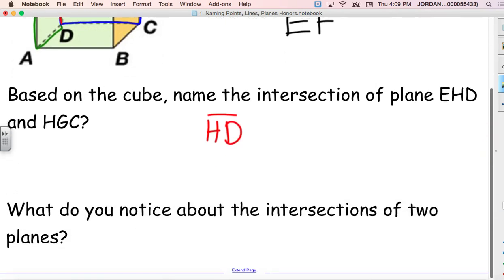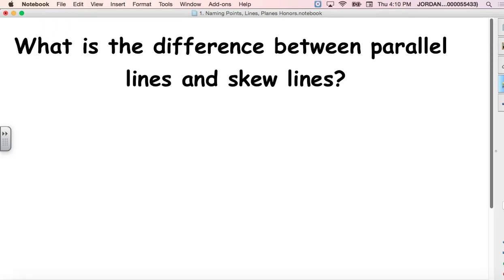What do you notice about the intersection of two planes? We pointed that out already, that two planes intersect to form a line or line segment, depending on if you're talking about an infinite plane. Right here, these planes don't go to infinity. They're making cubes, so they stop. So they form a line, or you could say a segment, either one. The point is, they don't just meet at a point. A lot of you will think that planes meet at one point. They don't. Lines meet at a point. Planes meet at a line.